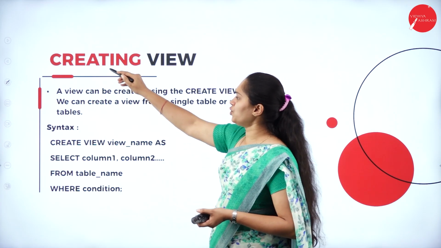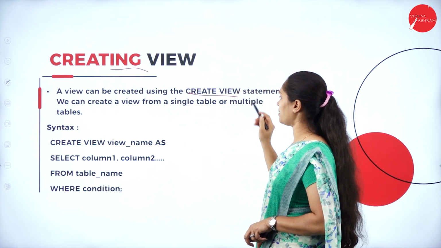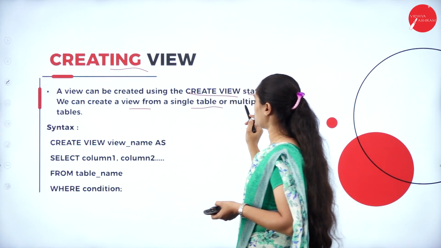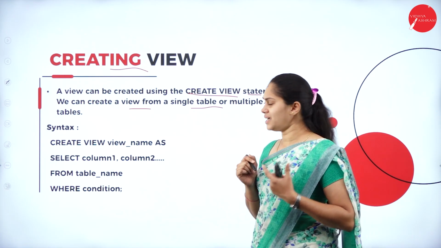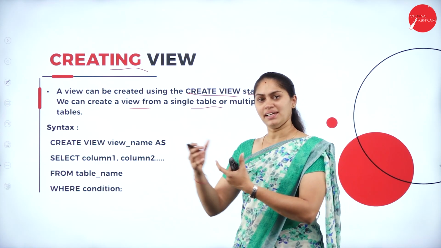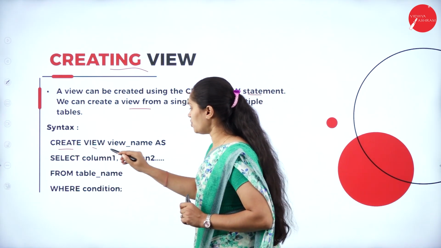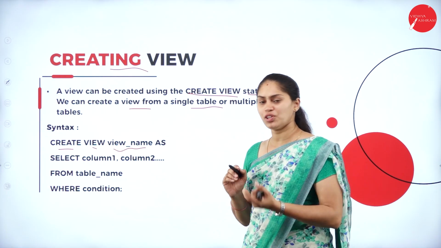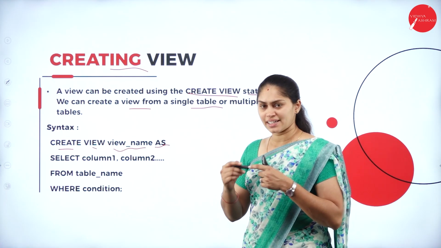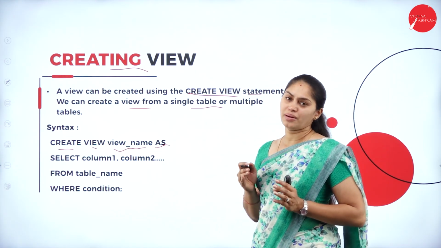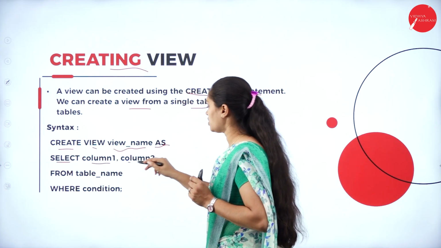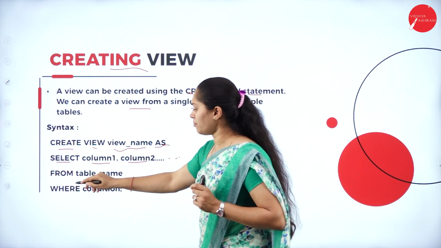So now we'll see how we create a view. It can be created by making use of the create view statement, and we can create a view from a single table as well as multiple tables. We'll see the syntax as we create for a table. Create table, table name. Same way, create view, view name. So I'm creating a view called view name, as we are naming it. From where are we selecting it? From a single table or from multiple tables, that we have to mention. View name as select column 1, column 2 up to column n from table name.